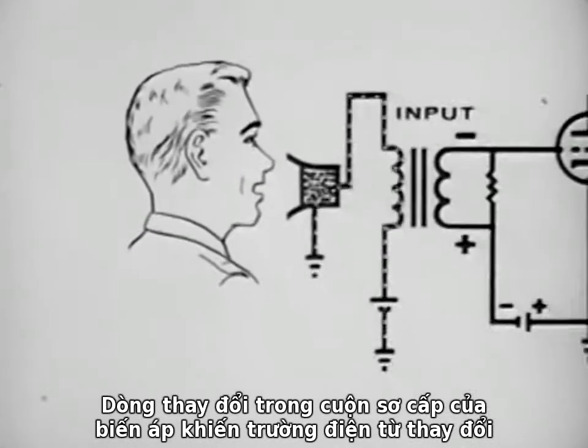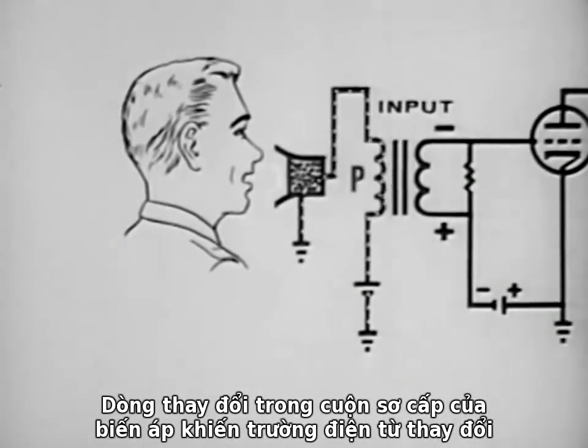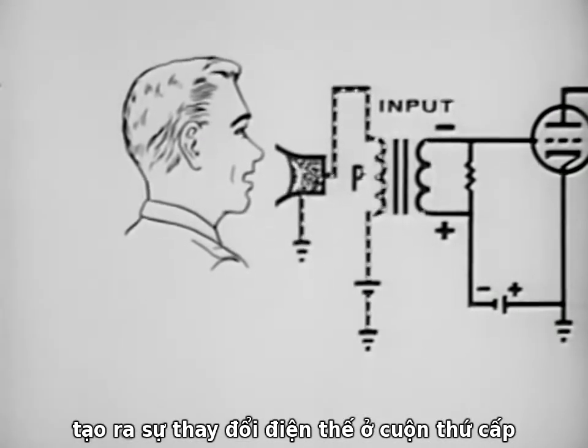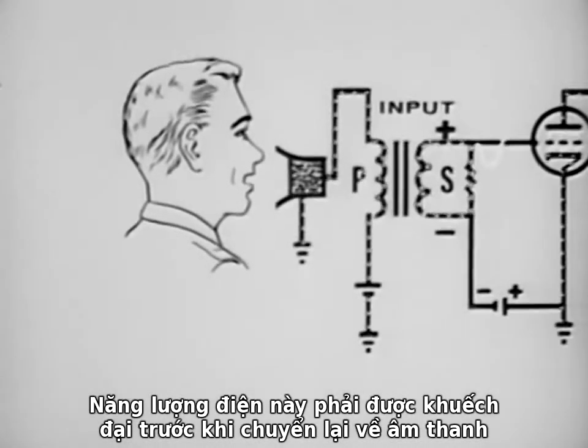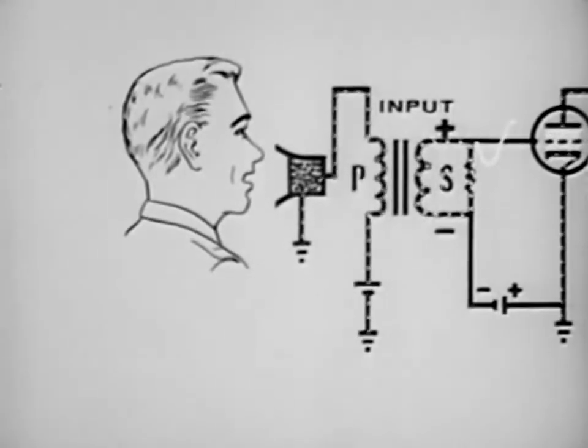The changing current in passing through the primary of a transformer sets up a changing magnetic field, which induces a voltage into the secondary. This electrical energy must be amplified before it can be reconverted into sound.